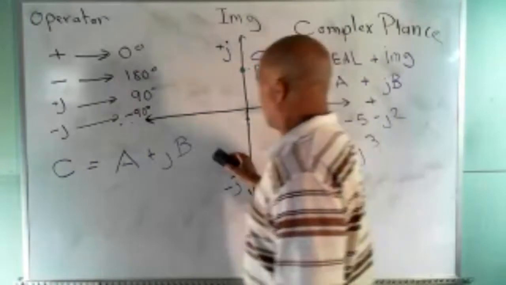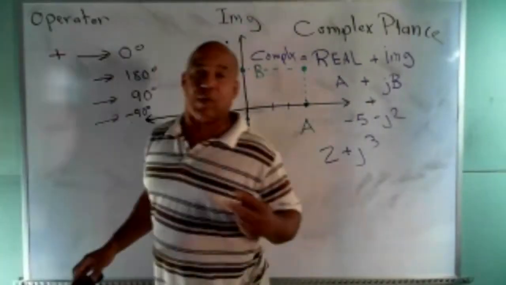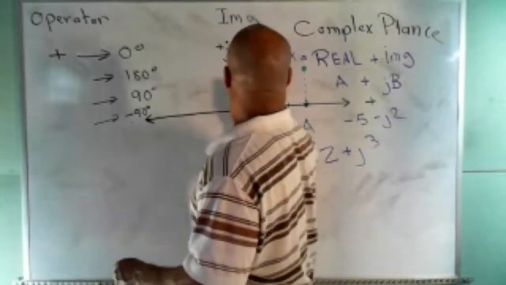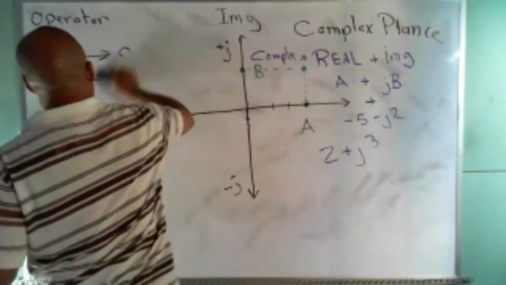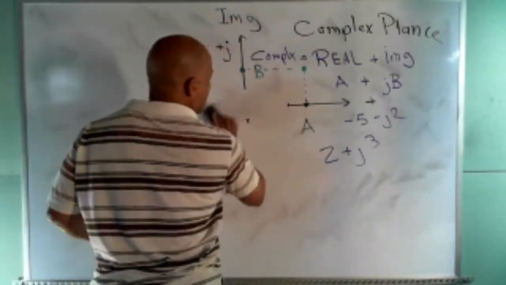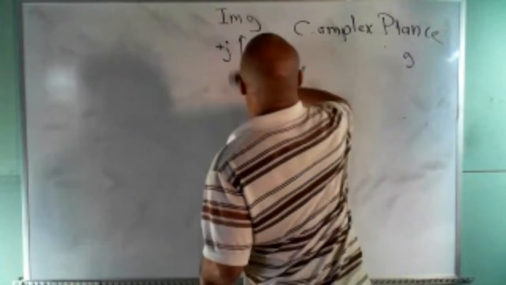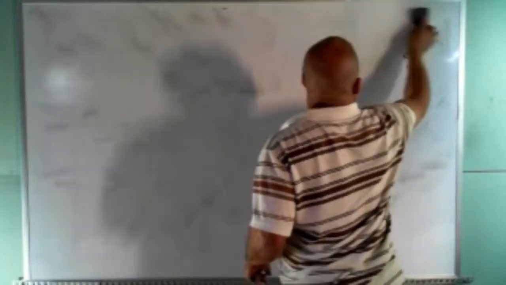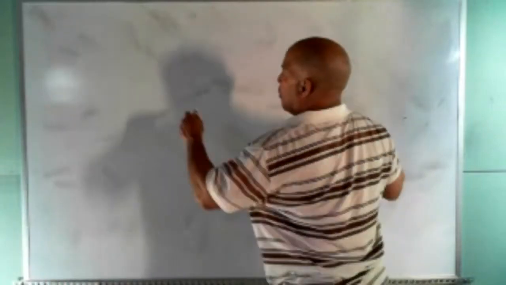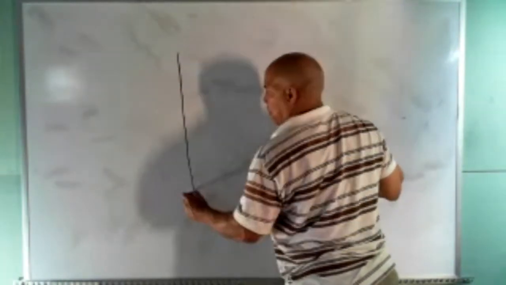Now, let me clean this up a little bit because I want to show you something else. There's actually two ways to write a complex number. I already showed you one way. I want to show you the other way. So let me clean this up a little bit. All right, so go back to my complex plane.